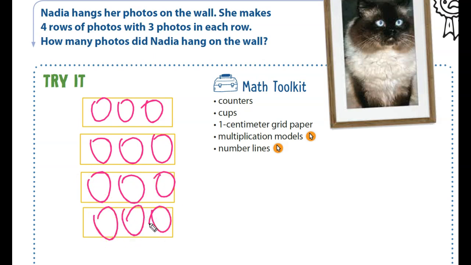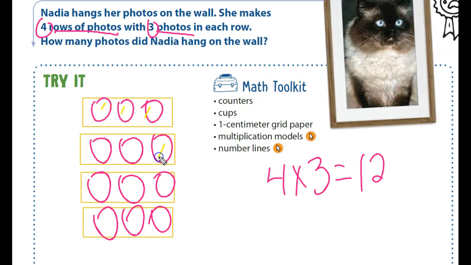Then it says, how many photos did Nadia hang on the wall? What would be my multiplication sentence? 4 times 3. And just in the same order that they give you. 4 rows would be my first product, times 3 would be how many photos in each row? So 4 times 3 equals 12. Let's double check the array so we can make sure. 1, 2, 3, 4, 5, 6, 7, 8, 9, 10, 11, 12. That's right.